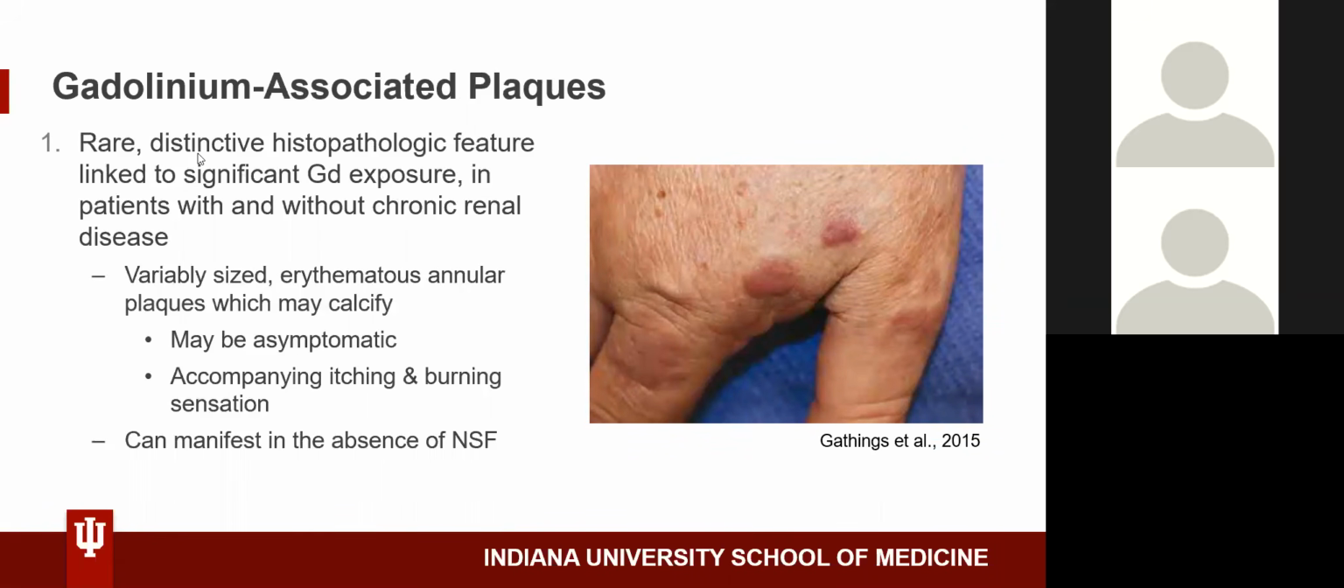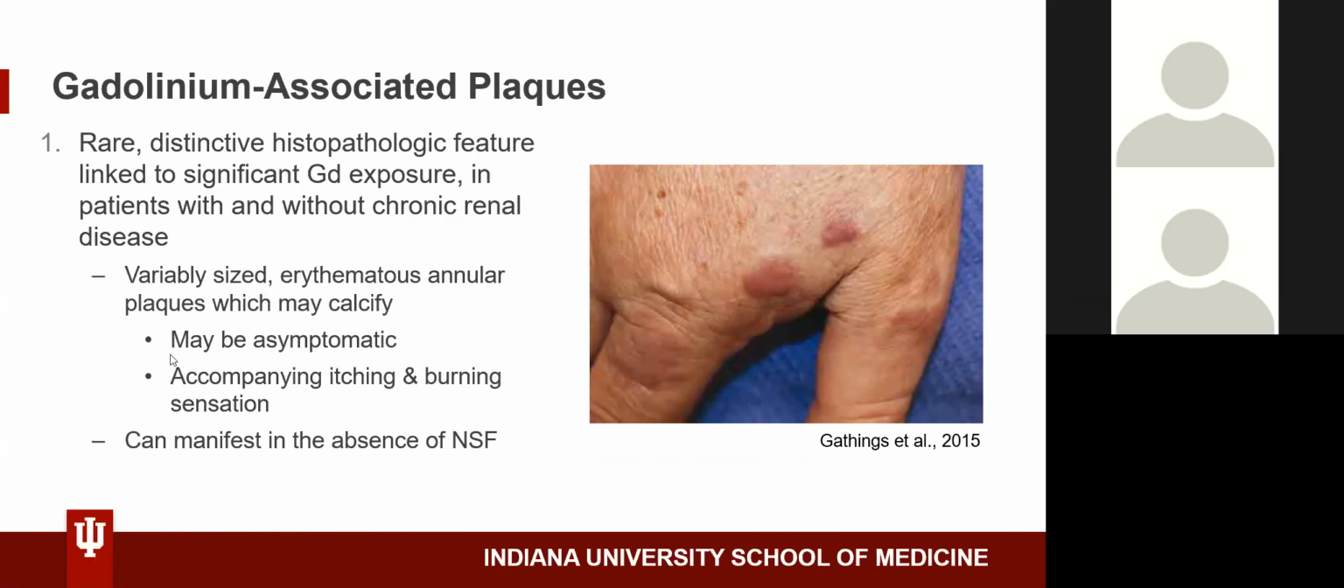This is not a proposed disease. This one has been documented in a few rare cases. Gadolinium-associated plaques, which are a rare, distinctive histopathologic feature linked to significant GAD exposure in patients with and without chronic renal disease. So it results in these variably sized erythematous annular plaques, which may calcify. The paper that highlights this disease is only based on 2 cases. So it's a very limited amount of data right now.